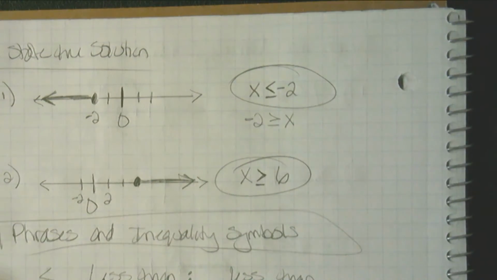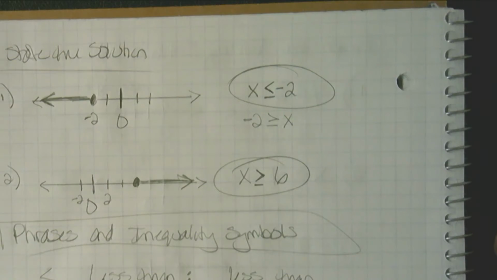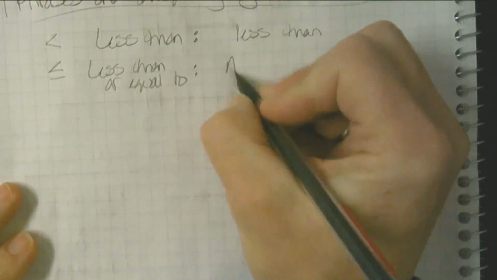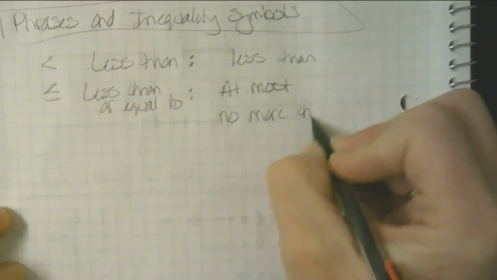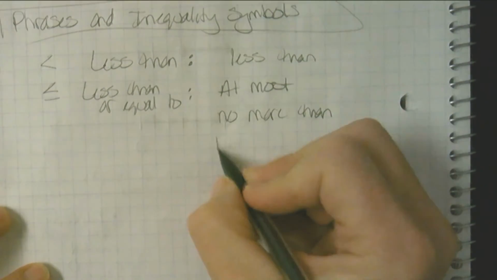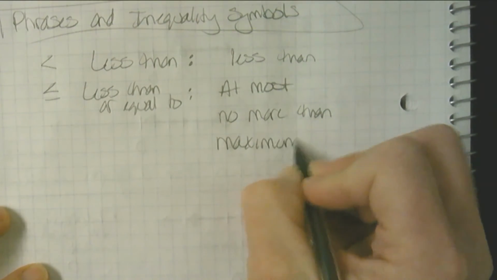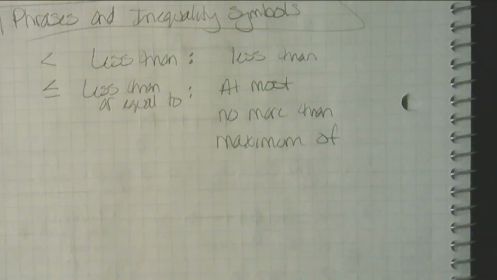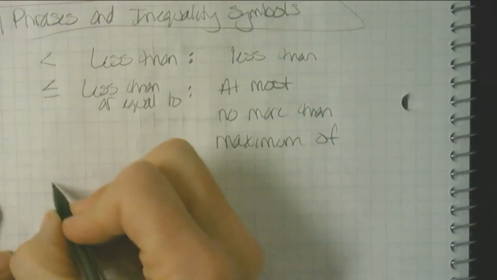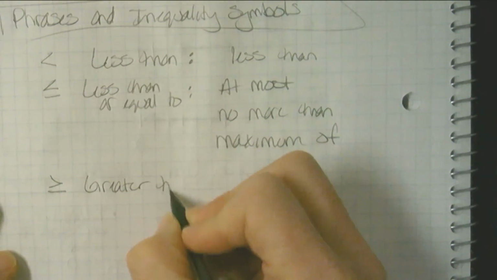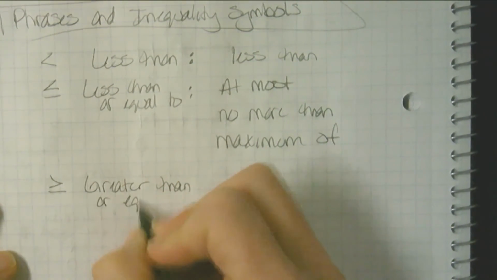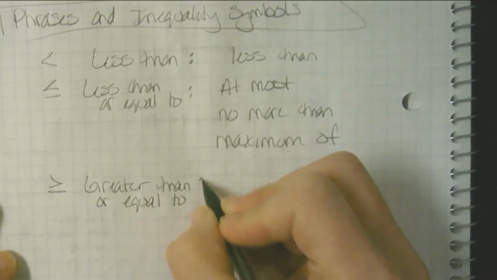How about at most? Does that make sense? Right? At most. How about no more than? Or a maximum of? Does that make sense that those go with less than or equal to? Right? How about greater than or equal to? So Jack, that's what I wanted you to think about, because you were on the right track.